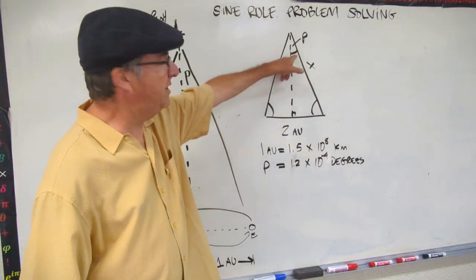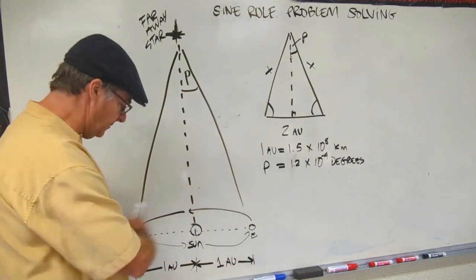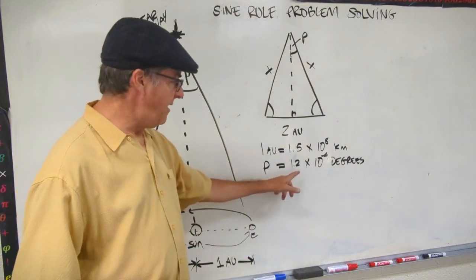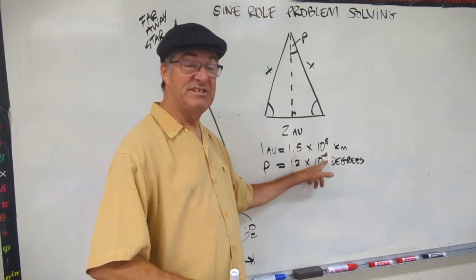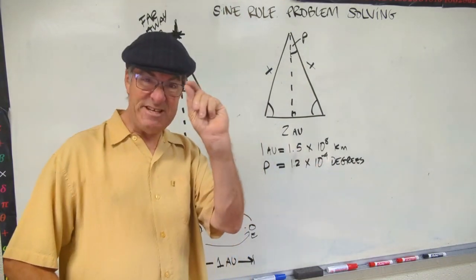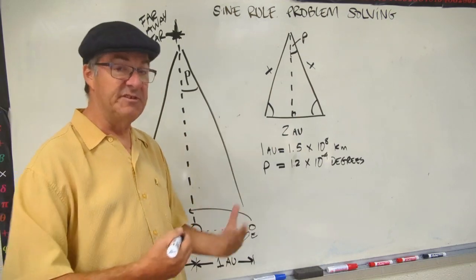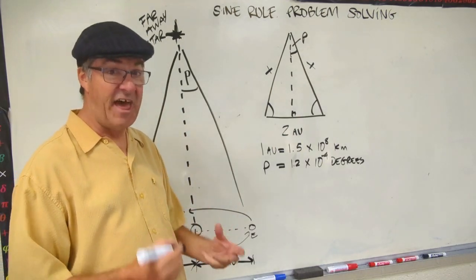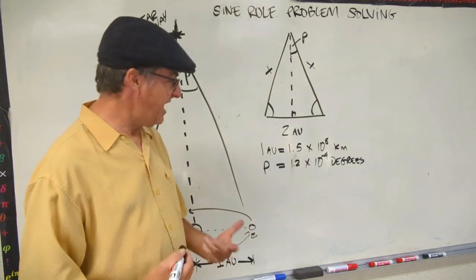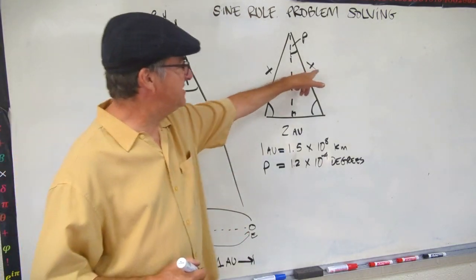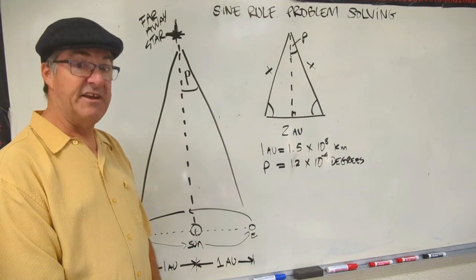Now this angle P, measured by our telescopes by flitting back and forth across the disk of our solar system, is about 1.2 times 10 to the minus 4 degrees. Very tiny little angle, but they have really cool instruments that can actually measure angles that small. Pretty neat. Okay, so now you have everything you need to find this distance. So go ahead and give that a shot.